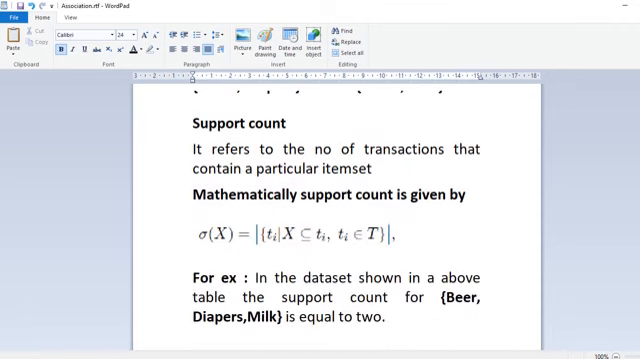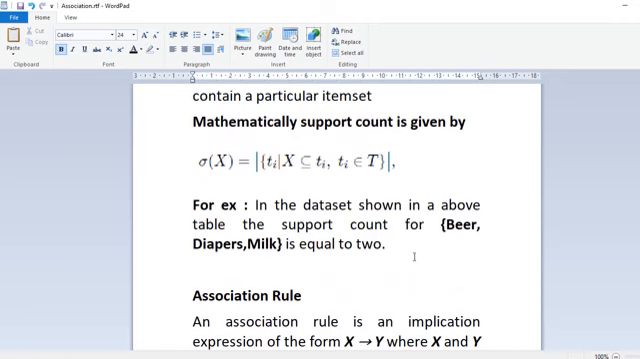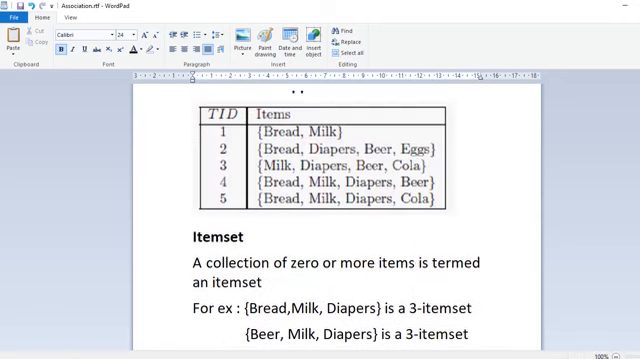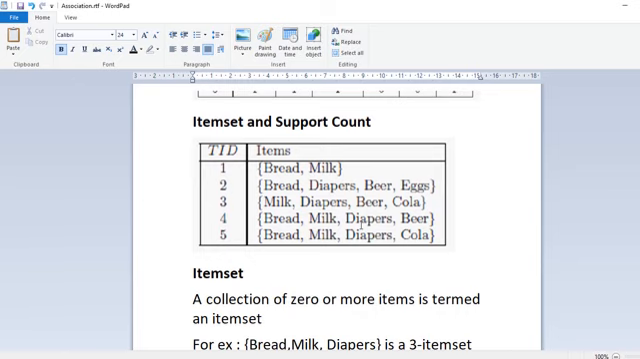So mathematically the support count is given by the following formula, where X is a subset of Ti and Ti belongs to the capital T, that is the whole transaction set. So in the data set shown above, the support count for beer, diapers, milk is equal to 2. Why is it like that? If you see here, beer, milk, diapers occurs only in 2 of these transactions, so its support count is 2.